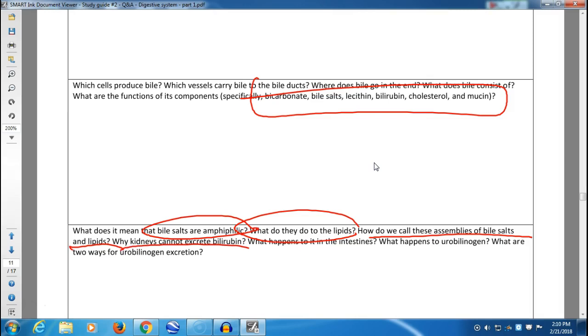Kidneys cannot excrete bilirubin. We just talked about it. Bilirubin is bound to albumin. What happens to it in the intestine? Bilirubin is converted into urobilinogen. Urobilinogen gets into the blood. Urobilinogen may still stay in feces, okay? Does that make sense? But it will also get into the bloodstream.